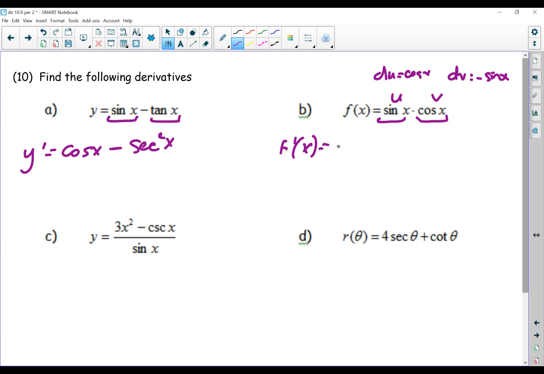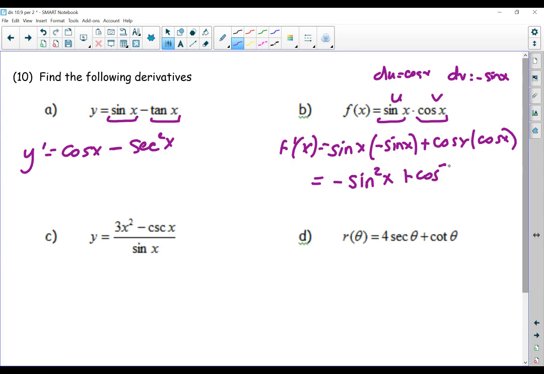So it's going to be u dv plus v du. Now, when I clean this one up, I end up with negative sine squared x plus cosine squared x. Guys, that is not equal to 1, and it is not equal to negative 1. These would both have to be a negative that I could factor out to get sine squared to be a negative 1. This one is just this, and that is the answer. Can't do nothing with that.